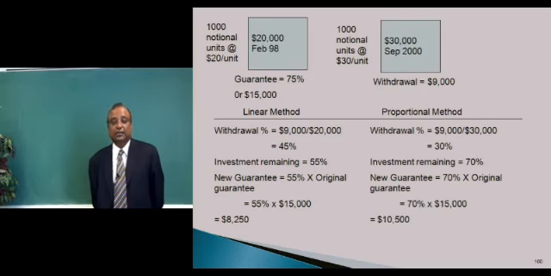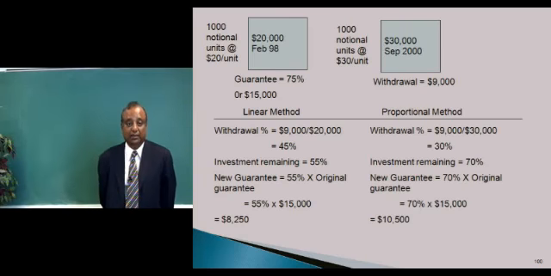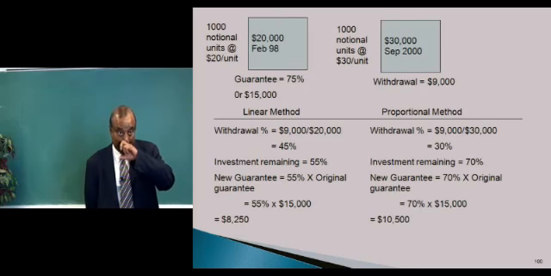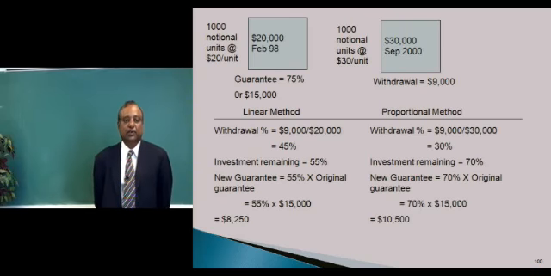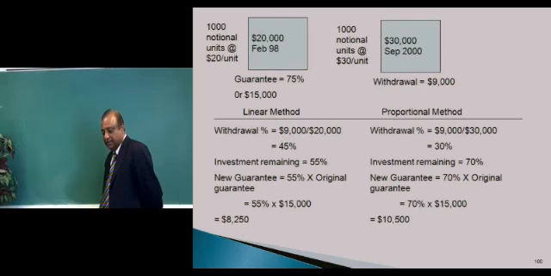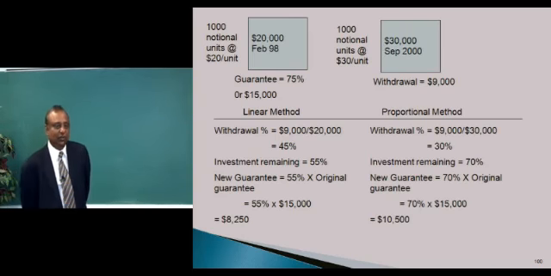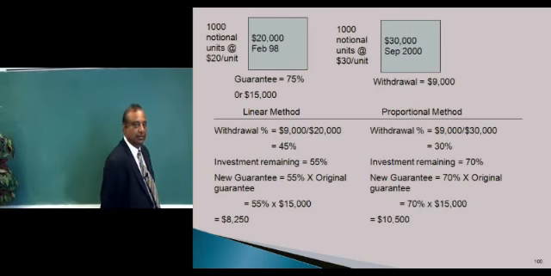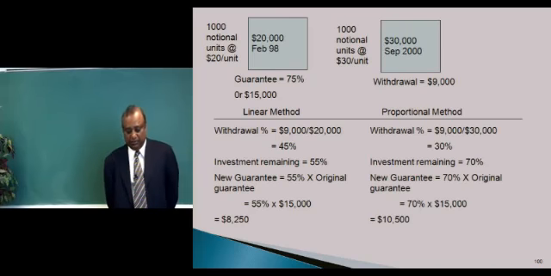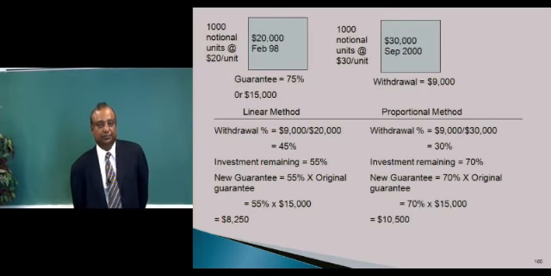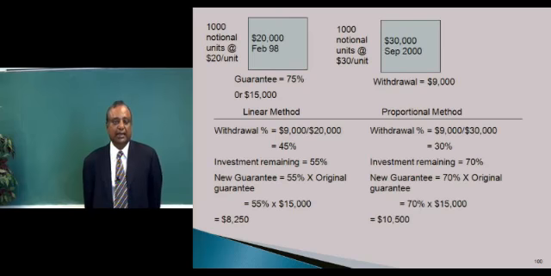Now, there are two methods used in the industry to recalculate the guarantees. So, let's work with this example that is shown on the slide. The person invests $20,000 in February 98. The fund value is $30,000 in September 2000. And he wants to withdraw $9,000 in September. The guarantee offered by the fund is 75%, which means the original guarantee offered was $15,000.